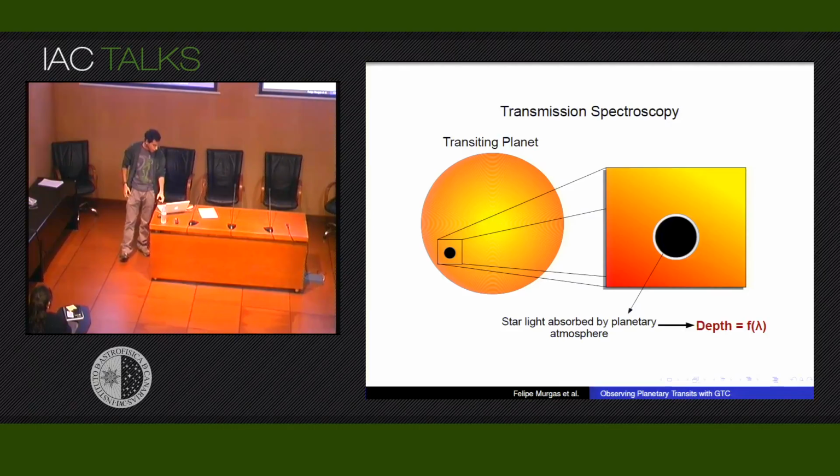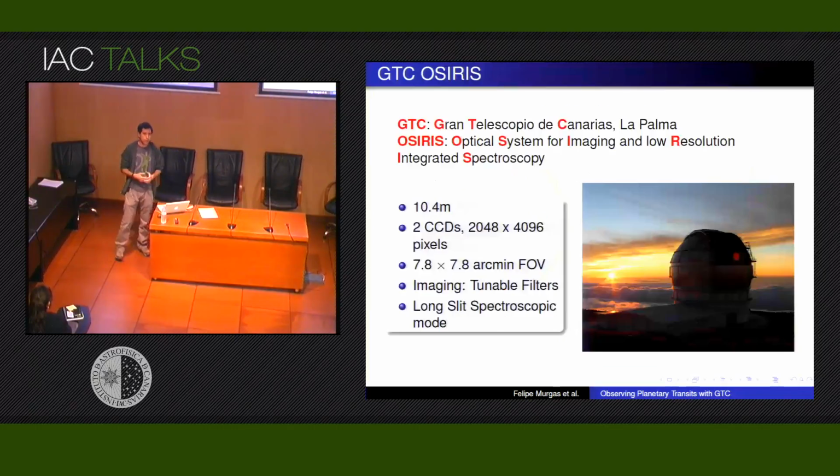So you can imagine that in order to do that, you need really good precision. And in order to do these types of studies, we want to use a big telescope so we can get those precisions. In our case, we are using the GTC OSIRIS instrument.